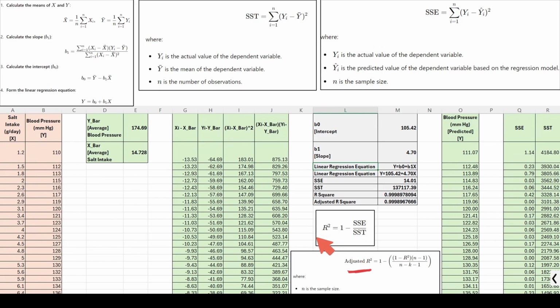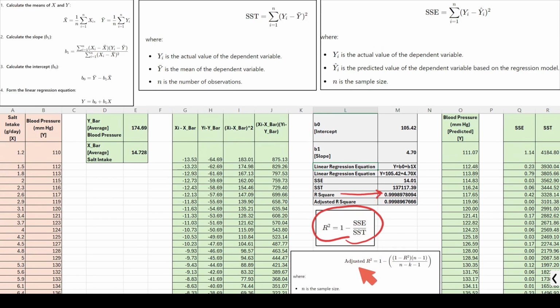Now to figure out the value of r square, I will need the values of sum of square due to error and total sum of square. Again, sum of square error has this particular formula and total sum of square has this particular formula. Using these formulas I have figured out these two particular columns. When we put these values of SSE and SST in this particular equation, I will get the value of r square as shown on the screen.